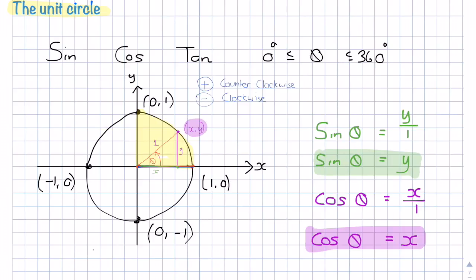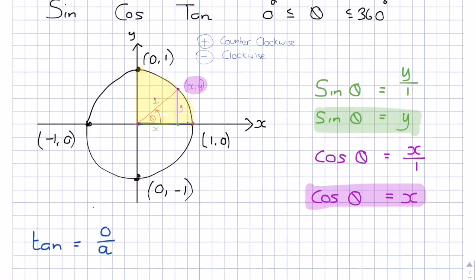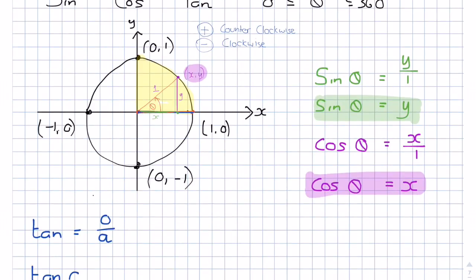Now, at this stage, you should remember that tan is opposite over adjacent. We'll do this in a different colour blue. So the tan of our angle theta will be the opposite, which is y, over the adjacent, which is x. Or in other words, as you know already, sine theta over cos theta. So tan theta is y over x. So we're going to highlight all three of them.